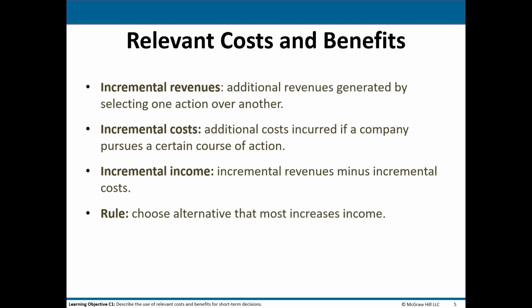A good rule of thumb is to always choose the alternative that most increases incremental income. Kind of goes back to what we were saying with our unfavorable and favorable variances in a previous chapter. Always think logically about what is going to increase income. An increase in revenue increases income. A decrease in cost increases income.